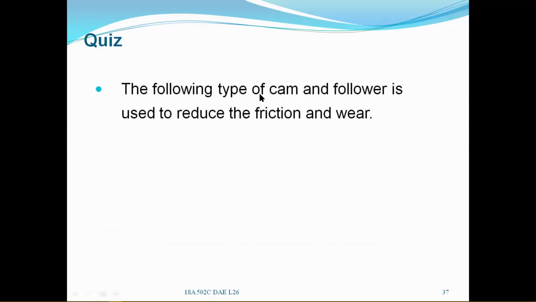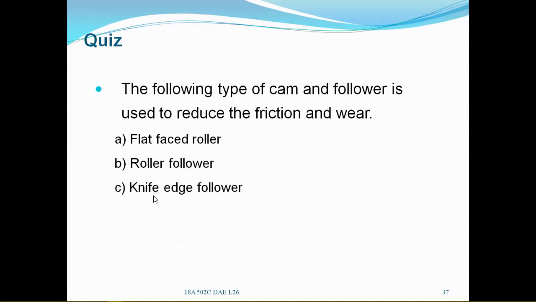Next, which of the following types of follower is used to reduce friction and wear: flat faced follower, roller follower, knife edge follower, or radial follower? As we have discussed in this lesson, the roller follower is used to reduce friction as well as wear. So B is the right answer.